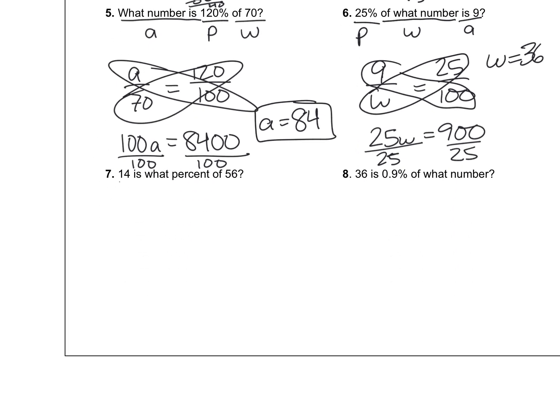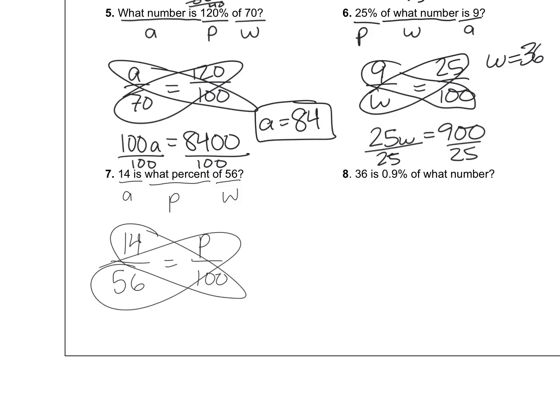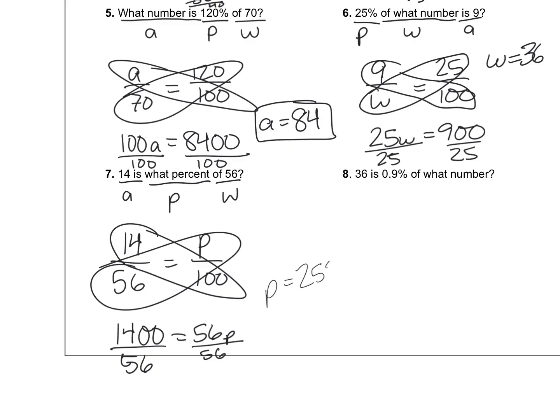Number 7, 14 is, that is A. What percent? That's P. Of 56, that's W. 14 over 56 equals P over 100. We got cross multiply, cross multiply. 1,400 equals 56P. Dividing by 56 gives us a percent of 25%.